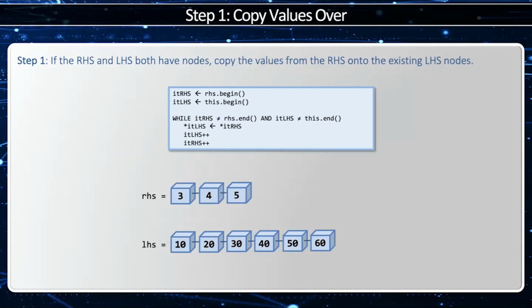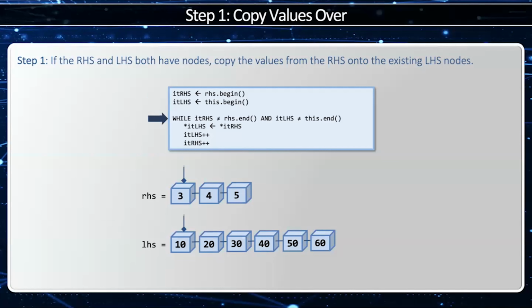First of all, I'm going to have an iterator through the right-hand side, and then I'm going to have an iterator through the left-hand side. And while both these iterators are not empty, then I'm going to copy the value over using the T's assignment operator. In this case, it would be my spies assignment operator. And then I'll increment both iterators. So we'll start by assigning the right-hand side iterator to the beginning and the left-hand side iterator to the beginning.